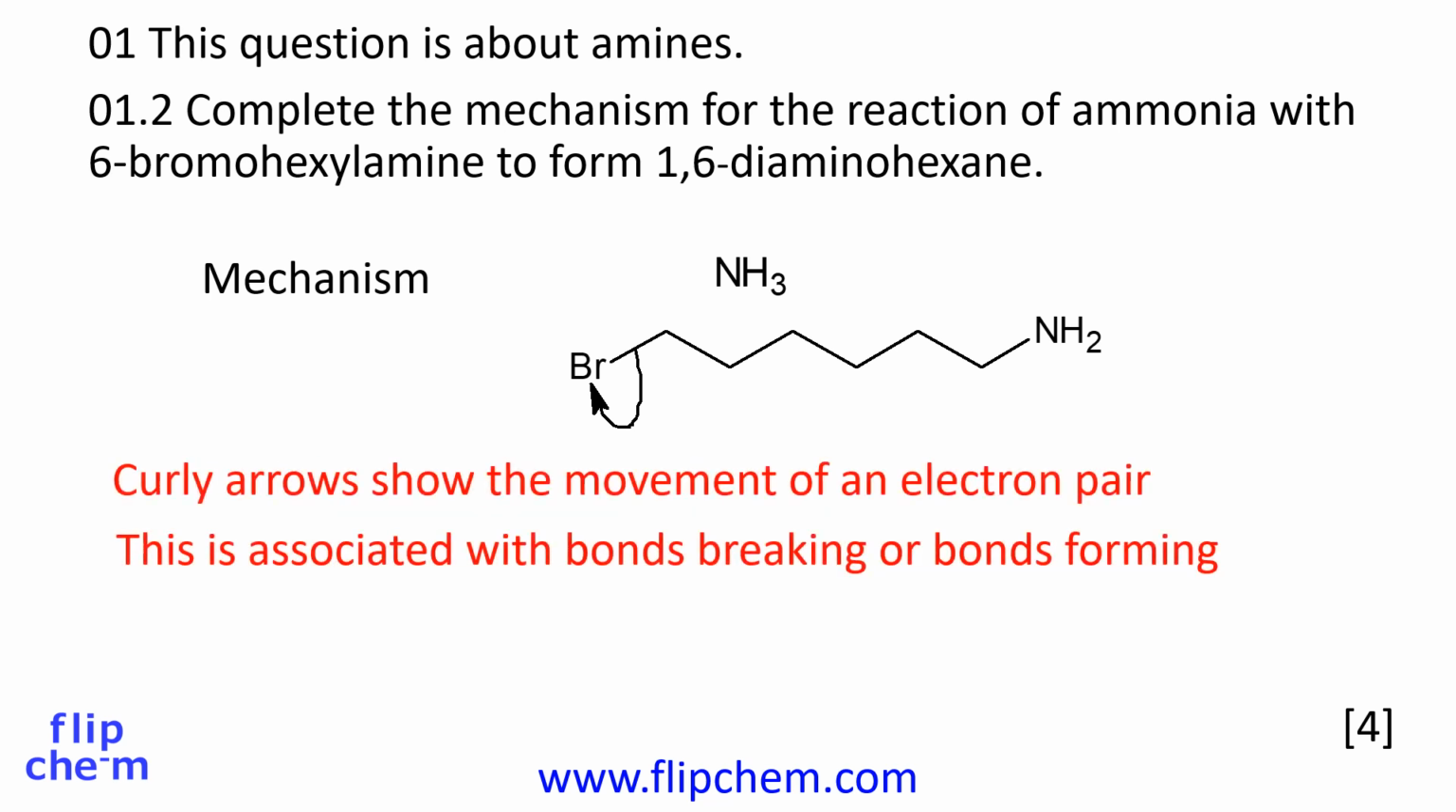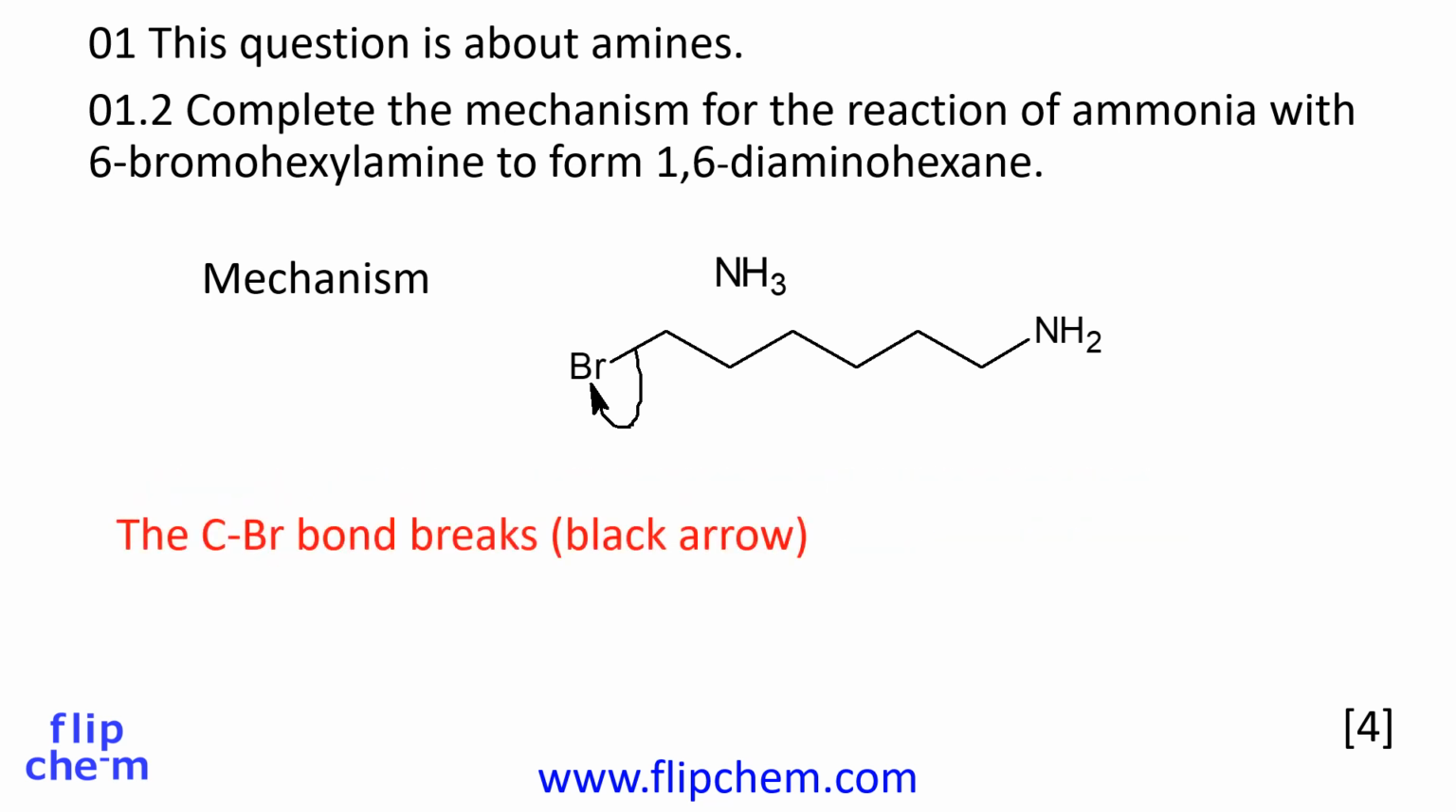Curly arrows show the movements of an electron pair. This is associated with bonds breaking or bonds forming. Curly arrows go from the center of a lone pair on a nucleophile to the atom that a bond is formed with, or they can go from the center of a bond that is breaking to the atom that receives the pair of electrons. The black arrow shows the carbon to bromine bond breaks. A bromide ion will be formed.